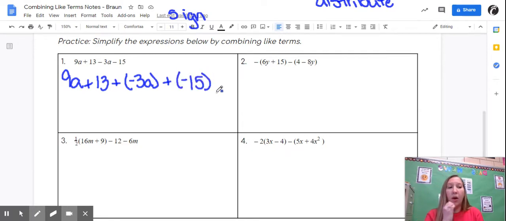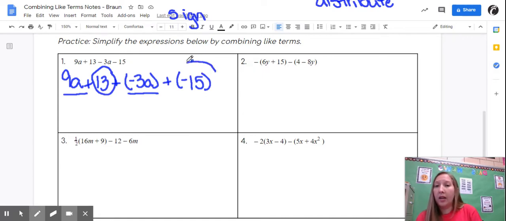All right, so I'm going to look at my expression and I'm going to look at what are my like terms. So I'm going to come over here and look at my first term, which is 9a, and my like term is going to be plus negative 3a. Then I'm going to look at my 13, which is a constant, and I'm going to circle 13, and the like term is going to be my negative 15, so plus negative 15.